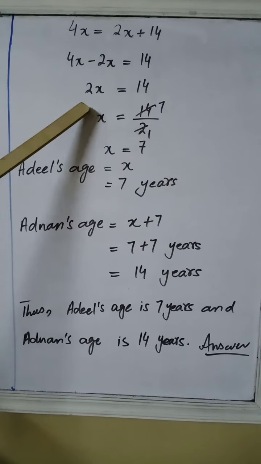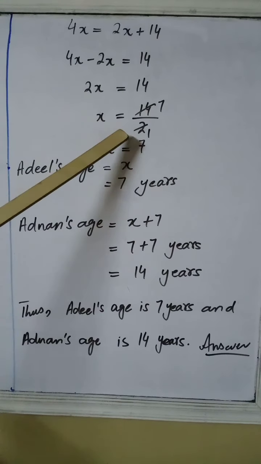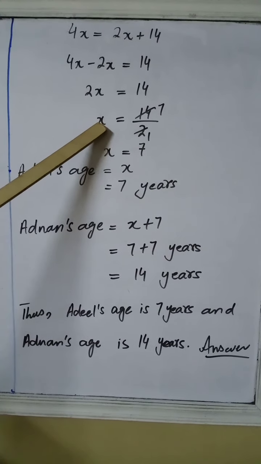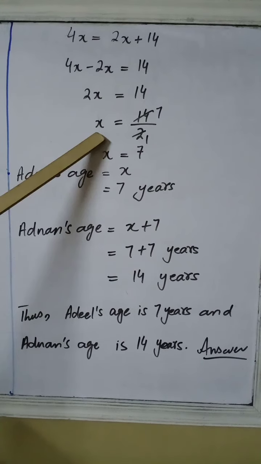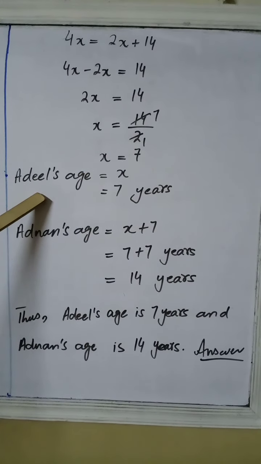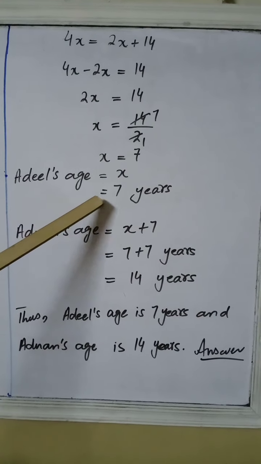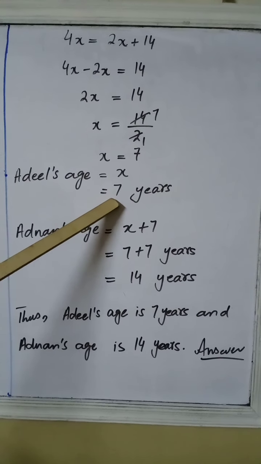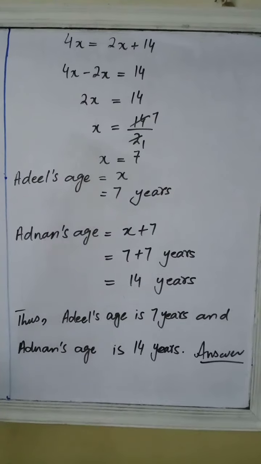Here 2 is multiplied with x. When put on the other side it must be divided. So 14 divided by 2. 2 ones are 2, 2 sevens are 14. So x is equal to 7. Here we find the value of x. Adil's age is equal to x, so it is equal to 7 years. Adil's age is 7 years.